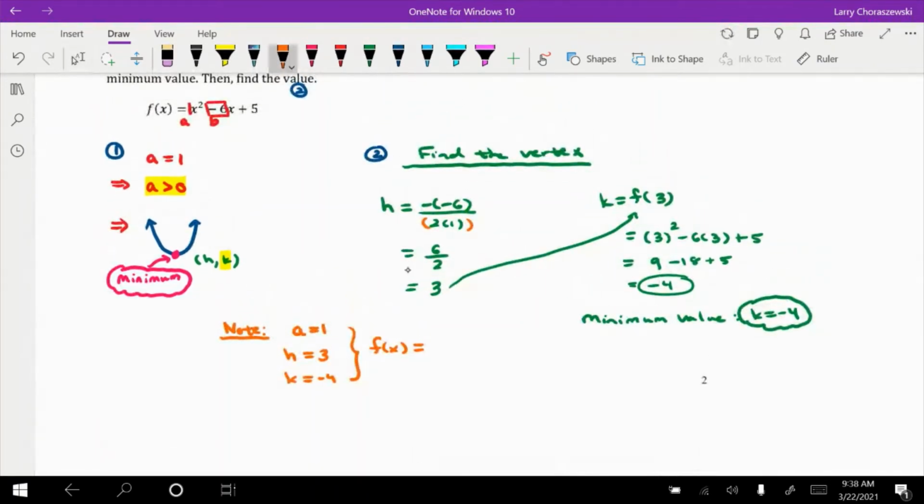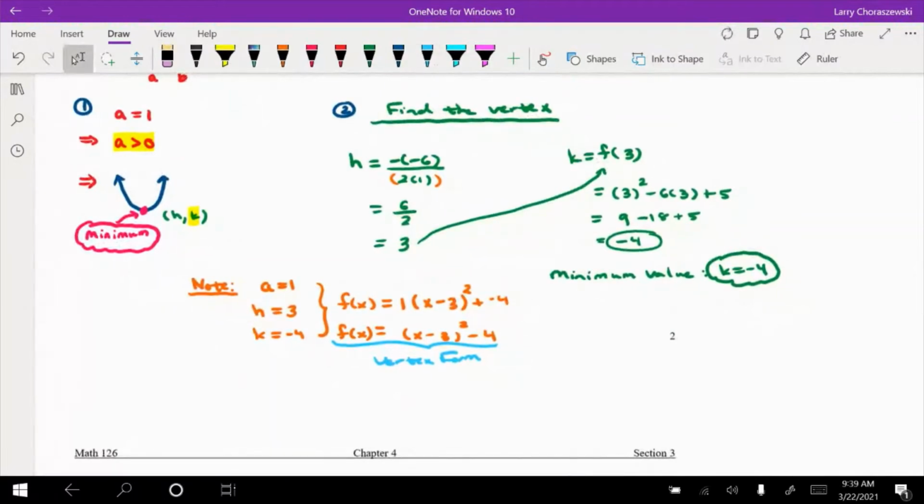So currently, it's in standard form, the x squared minus 6x plus 5. Vertex form says that you take the value of a, which in this case is 1, multiply it to a set of parentheses, in which case it's x minus h, so x minus 3 quantity squared plus k, and that simplifies to x minus 3 quantity squared minus 4. That right there would be the vertex form of this quadratic function.